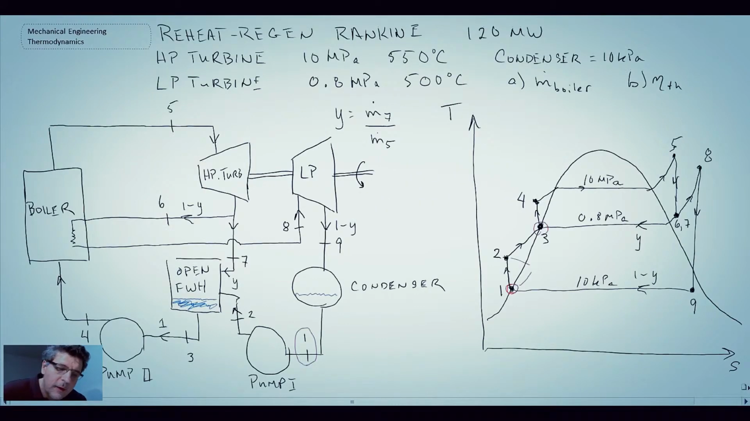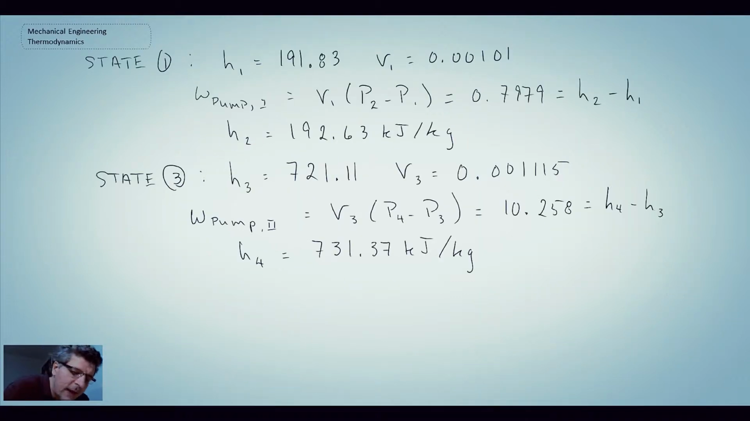If we look at our TS diagram, we now have state 1, state 2, state 3, state 4. The next state that we need to determine is state 5. For state 5, we are told the pressure is 10 megapascals and the temperature is 550 degrees C. Looking in your steam tables, you'll find that that is a superheated steam condition. So I'm going to pull off the enthalpy value there.